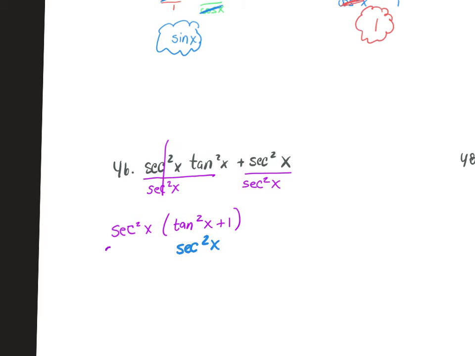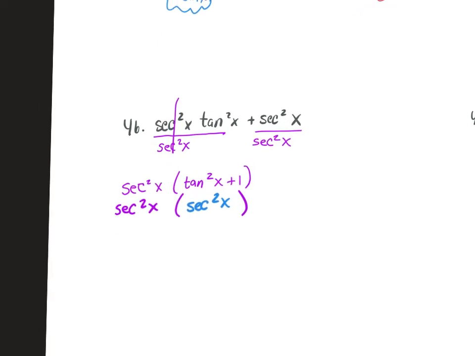And then I still have a secant squared out here, and I'm multiplying them. When you have the same base and you're multiplying, what do you do to the exponents? You add them. So this is really secant to the 4th power of x.